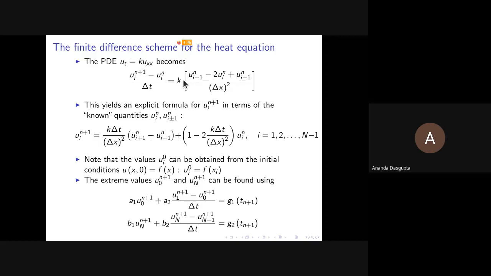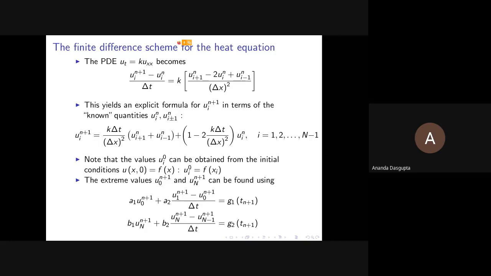From n equal to 0 to n equal to 1, do you need to solve an equation for that, or is this just a formula? This is an explicit formula, so we don't need to solve. It's a formula, right? Don't need to solve anything. You just move this to the other side. It's done. In fact, this is the formula. So this is an explicit form.